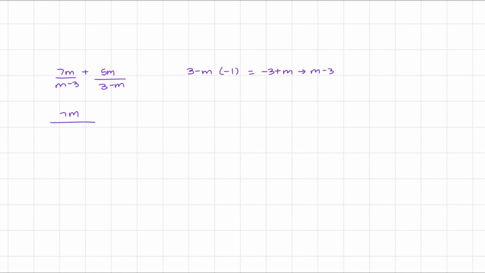In the problem 7m over m minus 3 plus 5m over 3 minus m, we can see that if you multiply 3 minus m by negative 1, this would be negative 3 plus m, which is m minus 3. So that's our common denominator. So once we multiply 5m over 3 minus m by negative 1, this will get the common denominator, and we can do 7m minus 5m over m minus 3, and that's equal to 2m over m minus 3.